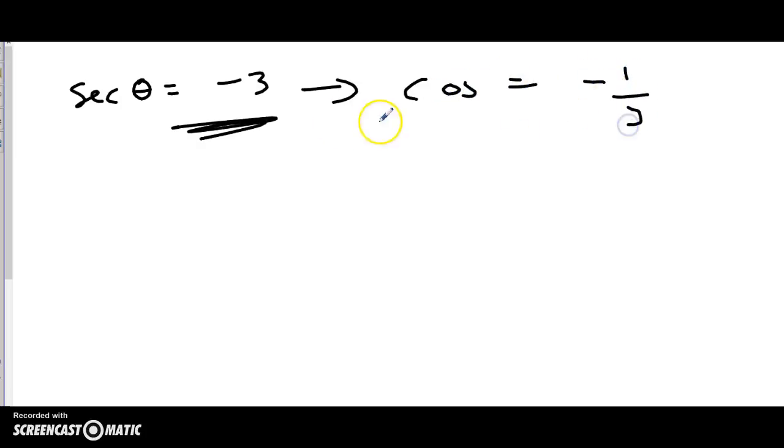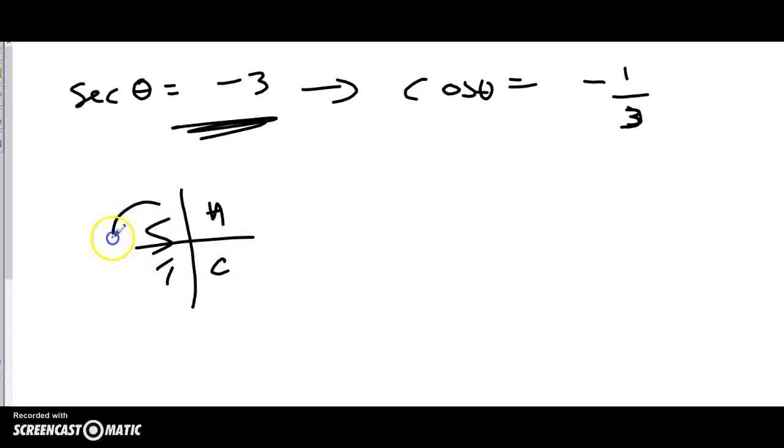Okay, flip it. So secant of -3 becomes -1 over 3, which is what I have there. That's a 3. And cos theta is that. Okay, so I know where does that take place. CAST law tells me that takes place in quadrant 2 and quadrant 3. I'm not going to look this up in my calculator.